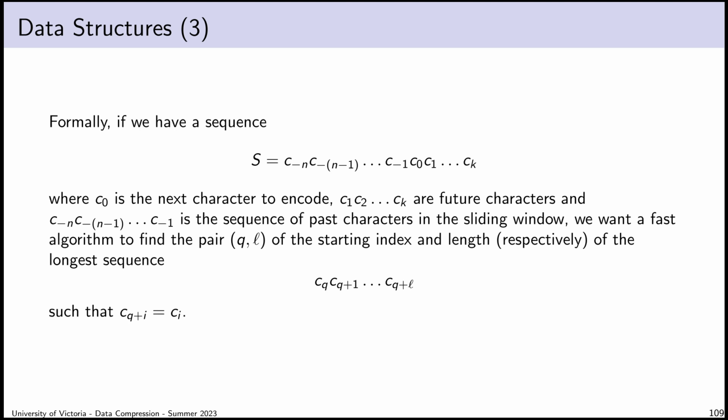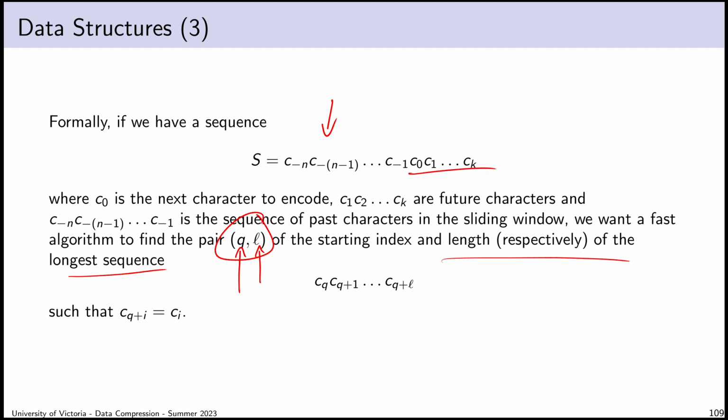So let's represent our entire window, history and future, as one long sequence, where the indexing changes at each step, but at every step, we'll say C0 is the current character, C1 through CK are future characters, and C-1 back to C-N are past characters. What I want is to look at this and to find, if such a thing exists, a pair Q, L, so a back reference of distance or some previous index followed by a length that gives me the longest sequence that matches the future characters. So I want the longest possible back reference.